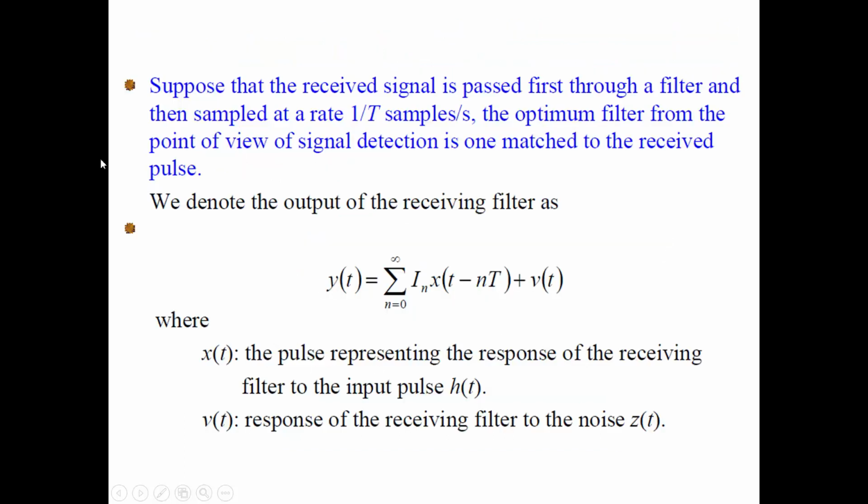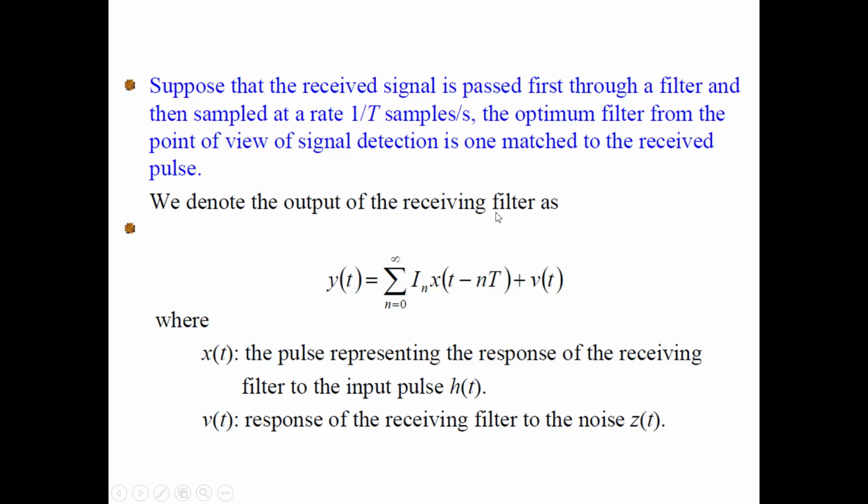Okay. Now suppose that the received signal is passed through a filter and then sampled at 1/T samples. The optimum filter from the point of view of signal detection is the matched filter, one matched to the received pulse. That is the job of a matched filter. A matched filter is a filter whose response is matched to the input pulse that we have selected.